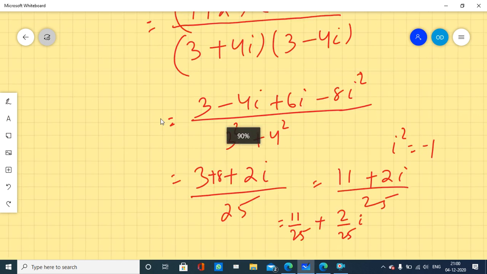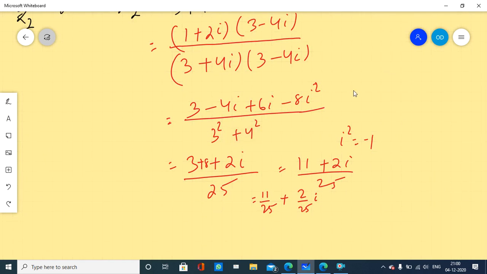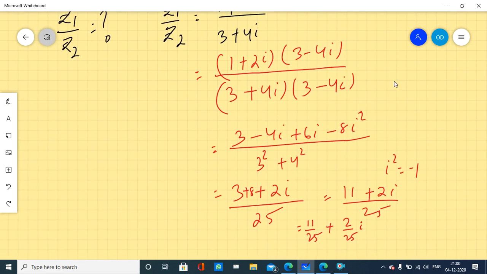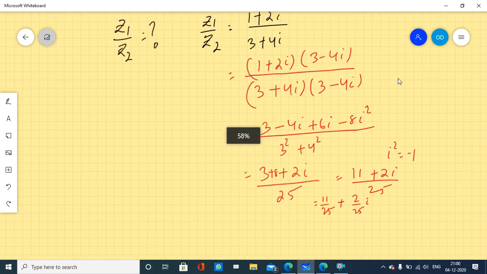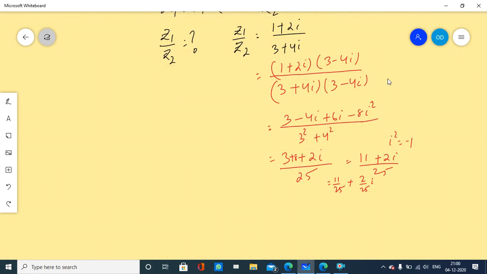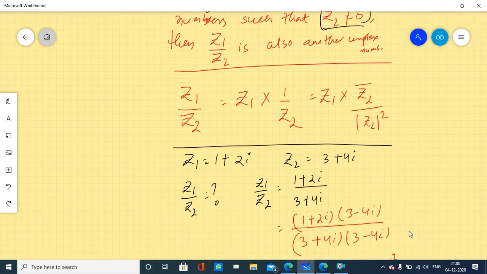I didn't change its value. The value is as it is. I just changed its looks, how it looks. Got my point? I just brought it to a standard form.